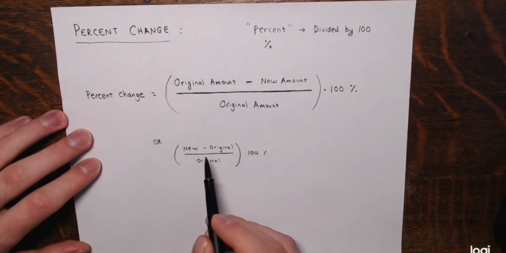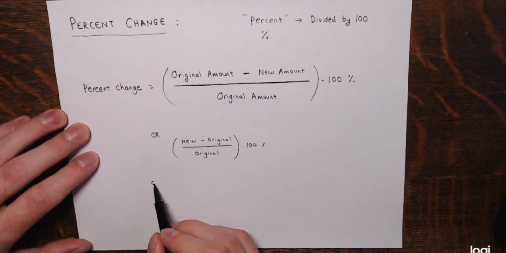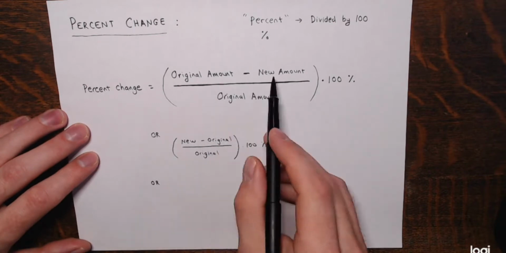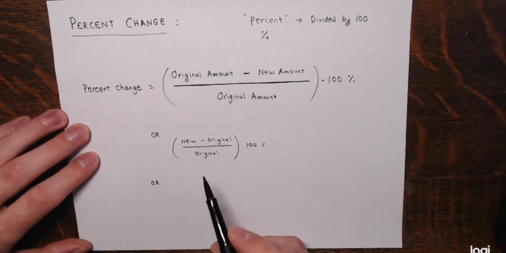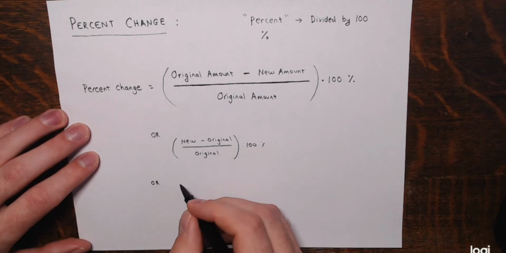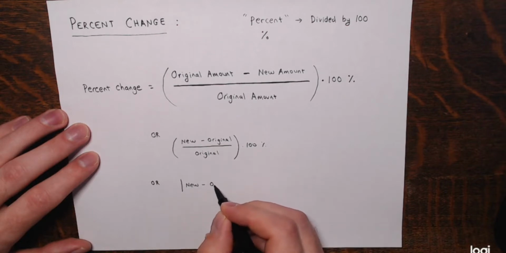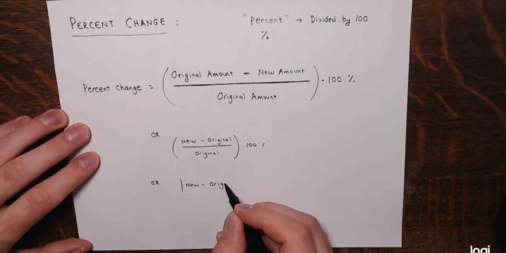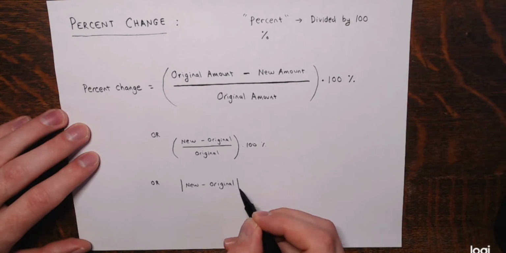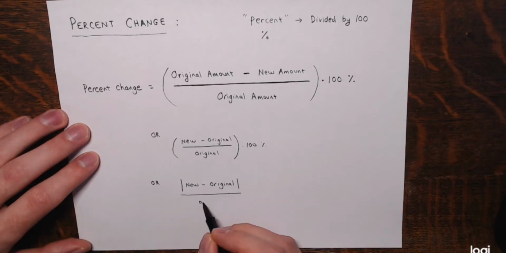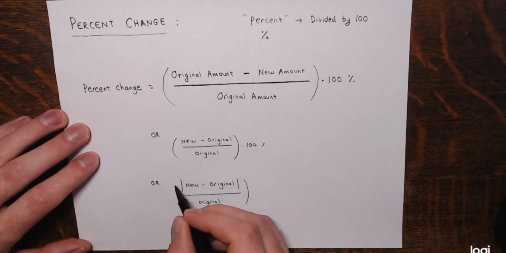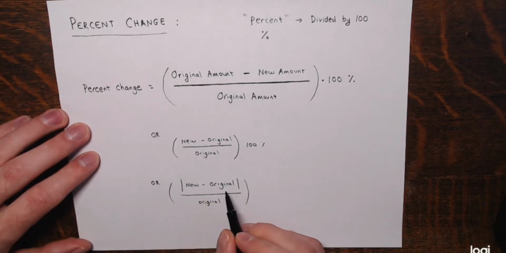And very often, sorry about the number of formulas here, but they're basically the same thing. But very often, some texts will throw an absolute value around this. New minus original, or original minus new, then divided by the original. The reason they throw the absolute value around is just to make it positive when you're done subtracting.